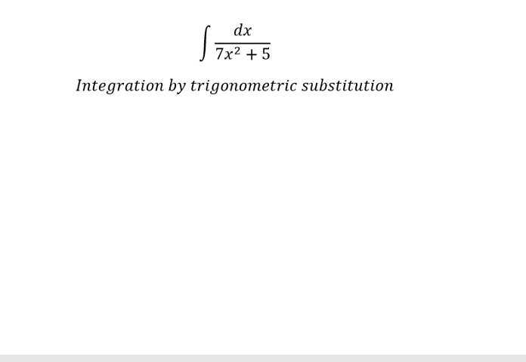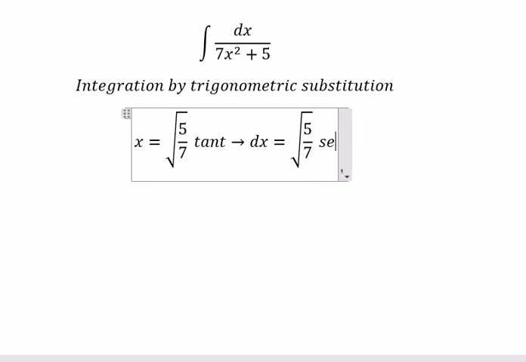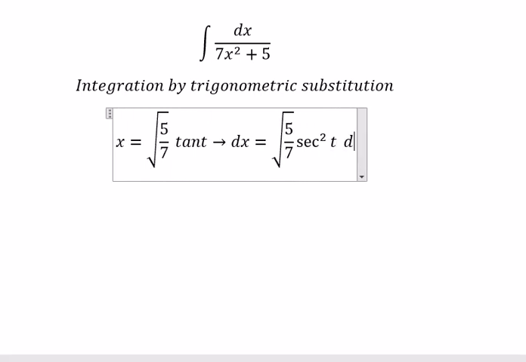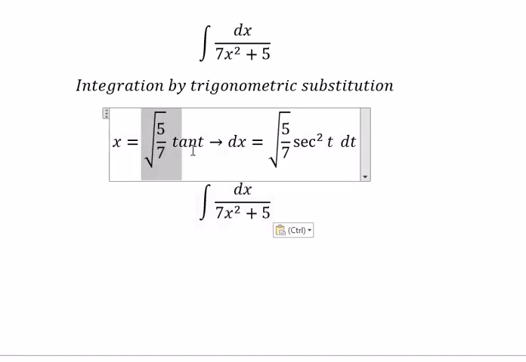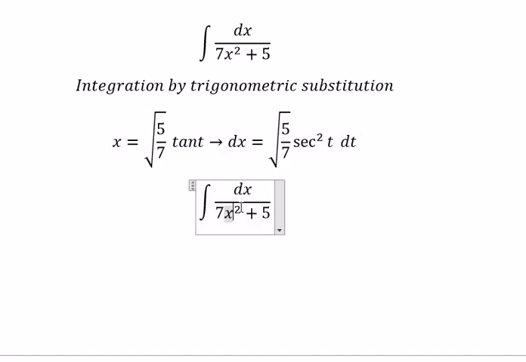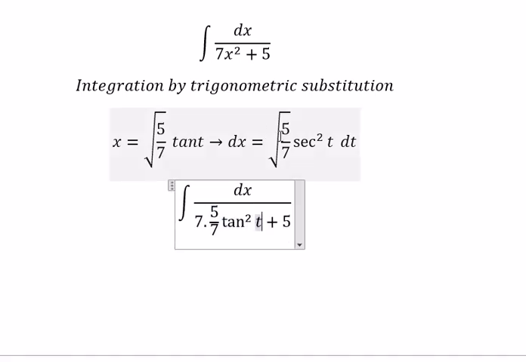So we put s equals the square root of 5 over 7, and we choose tan t. ds equals this one multiplied with secant t squared dt. This one we put in here, and you will get 5 over 7 tan t squared. ds we change for this one.